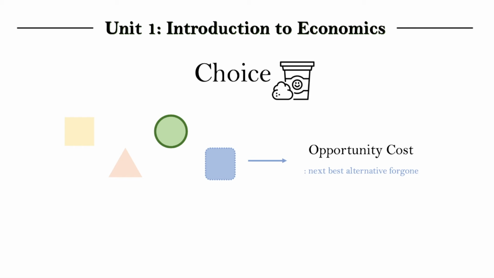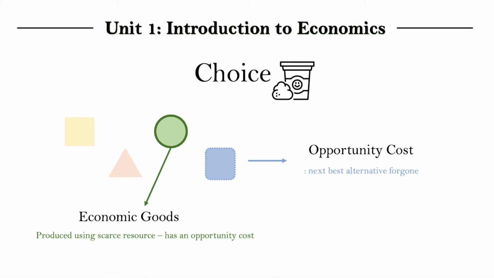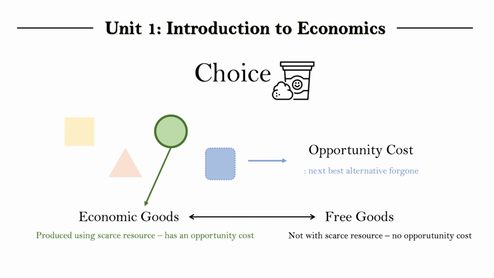Now, goods like that green circle over here that have an opportunity cost are called economic goods, produced with scarce resources and thus has an opportunity cost. And this applies to most of the goods that we have. However, just to note that there are things like free goods that are not produced with scarce resources and that do not have an opportunity cost. And these are just things like fresh air, let's say. And although there's technically a limit to things like fresh air, it's not very scarce, so there really isn't an opportunity cost associated with it.